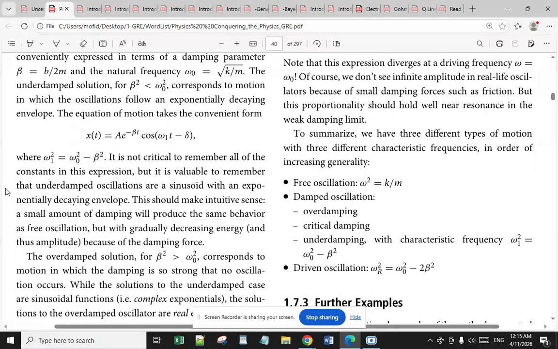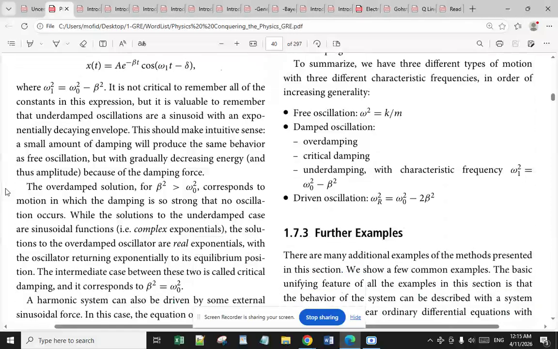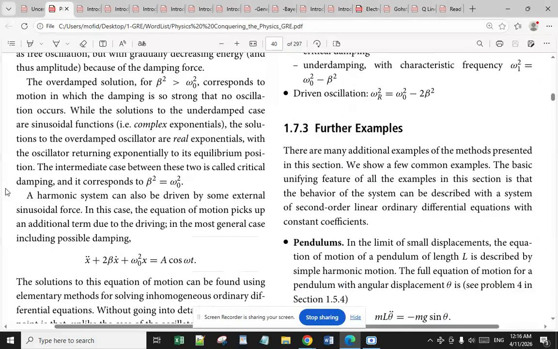damping force. The overdamped solution, for beta squared greater than omega 0 squared, corresponds to motion in which the damping is so strong that no oscillation occurs. While the solutions to the underdamped case are sinusoidal functions, for example complex exponentials, the solutions to the overdamped oscillators are real exponentials, with the oscillator returning exponentially to its equilibrium position. The intermediate case between these two is called critical damping, and it corresponds to beta squared equal to omega 0 squared.